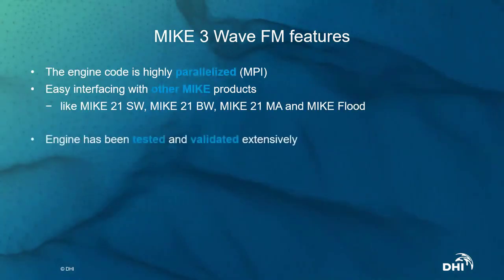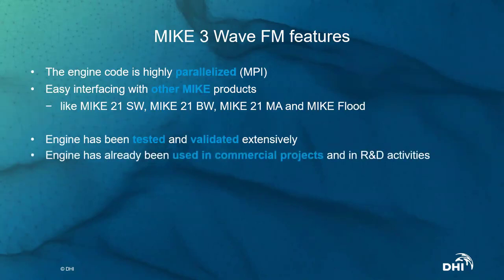So, talking about computational speed, the MIKE 3 Wave FM is highly parallelized using an MPI system. It has an easy interface with other MIKE projects such as MIKE 21 BW, MIKE 21 SW, MA, and MIKE Flood.